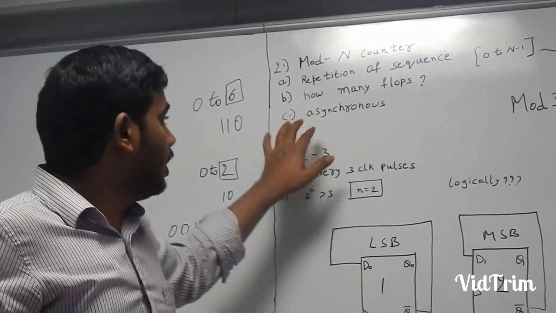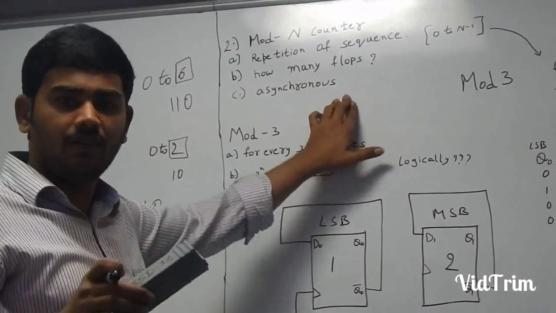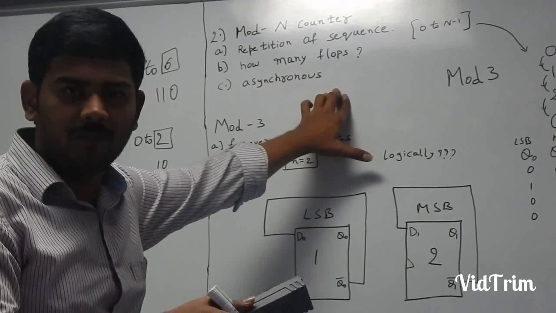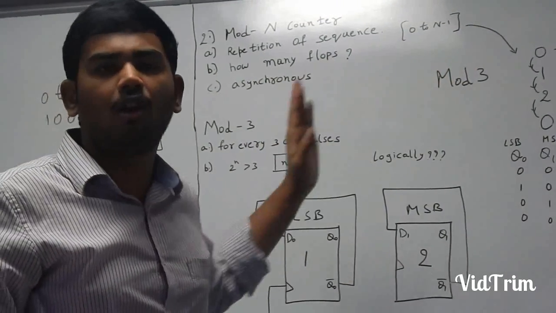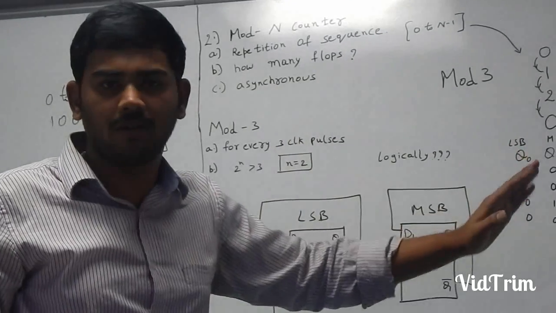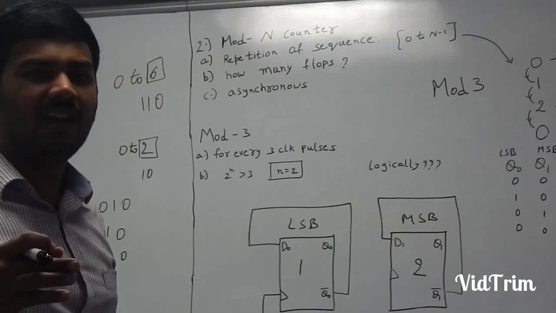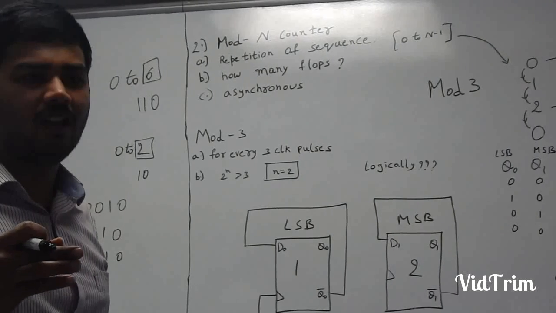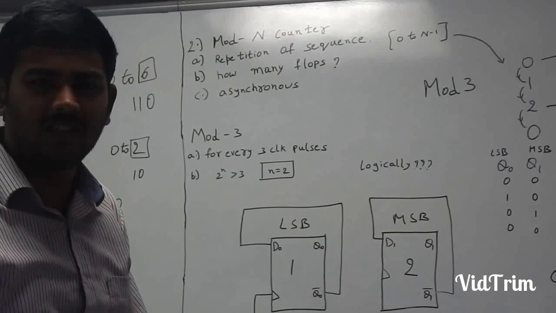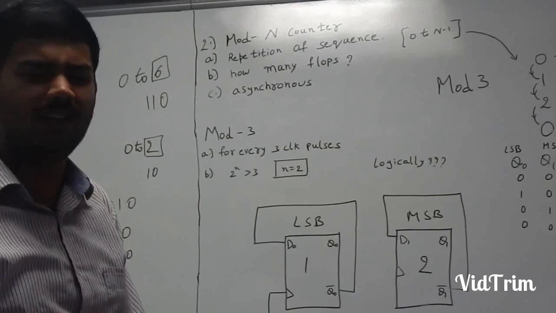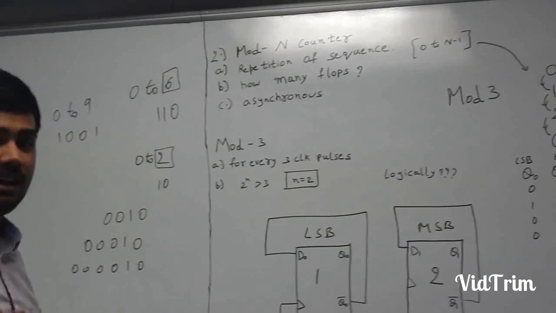And this is an asynchronous counter, meaning only the first flop gets the clock which we are giving, and the next flop gets the clock from the first flop output. In this I'll also make you clearly understand whether to take the next flop as positive edge or negative edge, and so on. Many doubts, I'll clear.